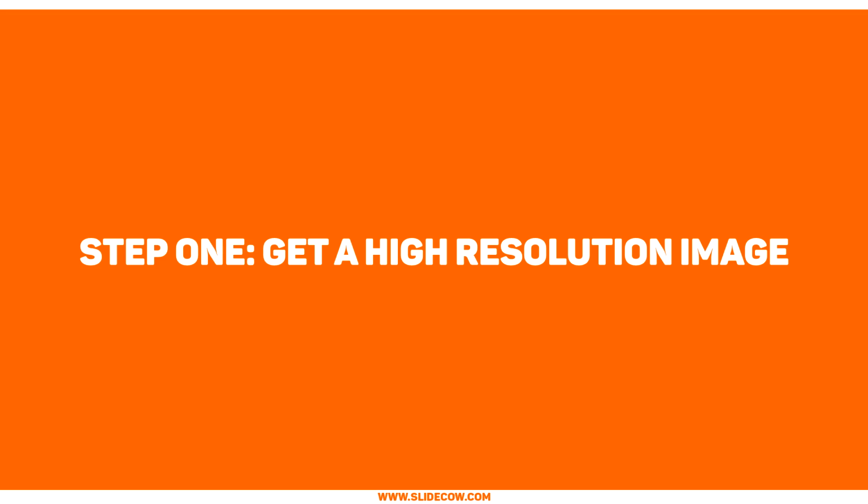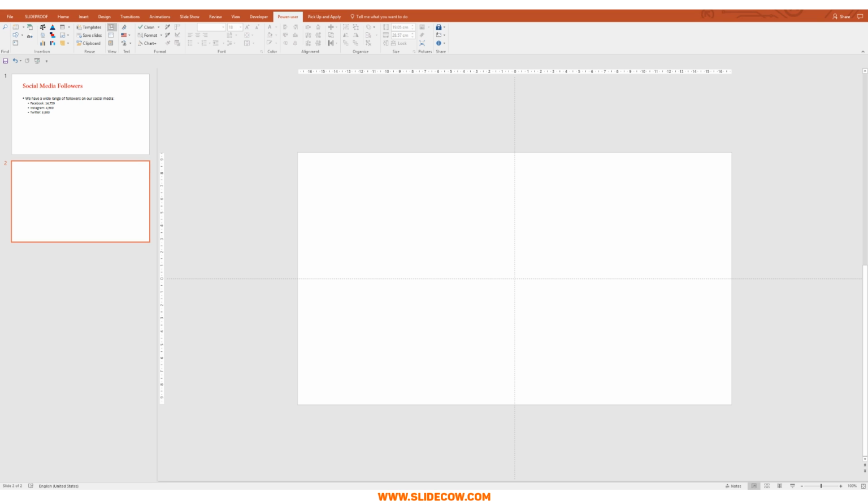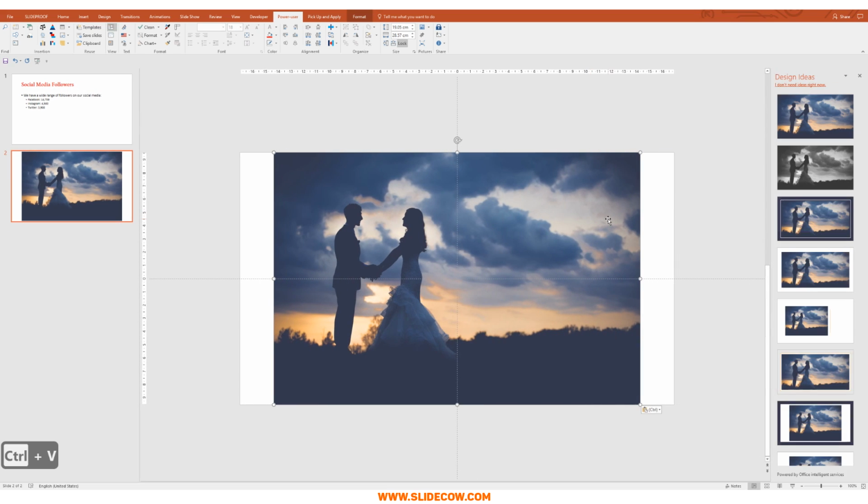Let's get started. Step 1. Get a high-resolution image. I've made a blog post on SlideCow's website showing you 4 websites where you can find beautiful stock photos for absolutely free. You can check that post out by clicking on the info button in the top right, or by simply clicking on the link in the description. Just to speed things up though, I'm going to be using this image right over here. Remember, Jen works in a wedding company, which is why we chose this image in particular to reinforce the theme.